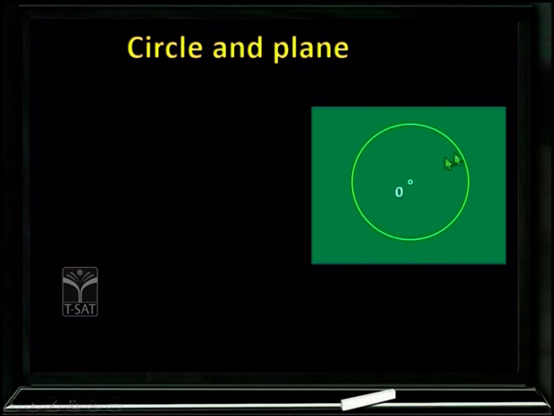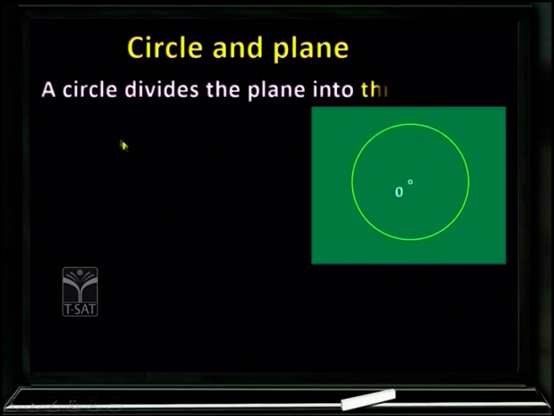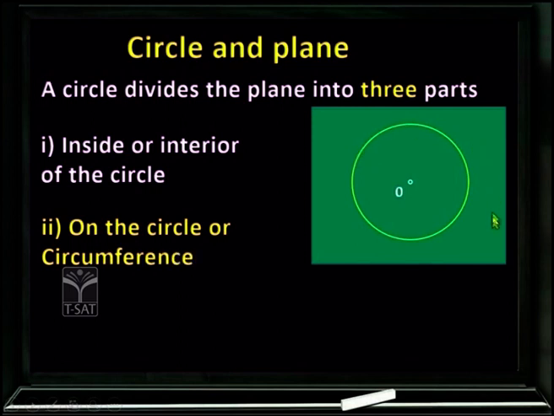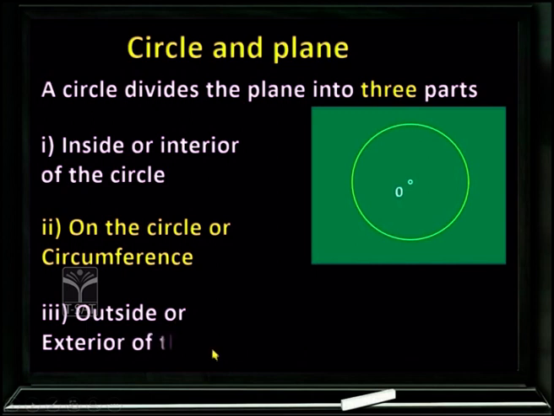So, this is a circle and this is a plane. This circle divides the plane into 3 different parts: one part which is the inner side, one is the outside part, and one is the part which is on the circle. A circle always divides the plane into 3 parts: inside or interior of the circle, on the circle or circumference, and the third one is outside or exterior of the circle.